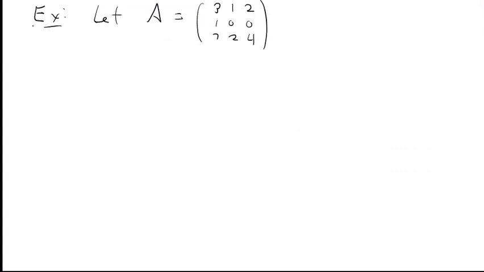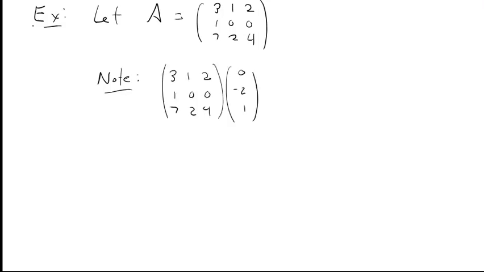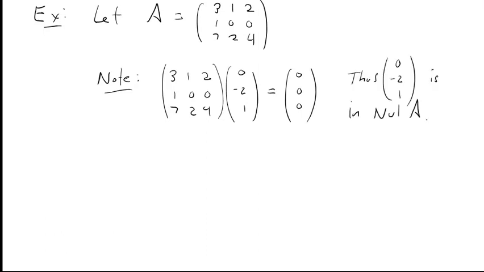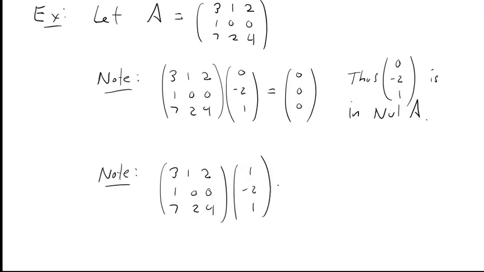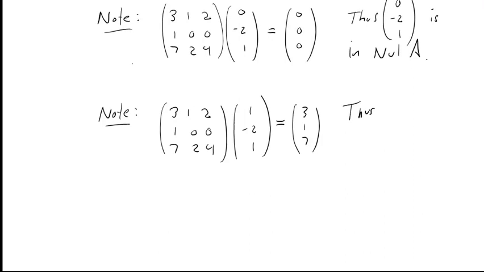So here's an example. Let A be this matrix, and note that A times this vector (0, -2, 1) is simply equal to (0, 0, 0), which is the zero vector, and therefore the vector (0, -2, 1) is in the null space of this matrix. On the other hand, if we multiply this matrix times a different vector, we do not get the zero vector, and therefore (1, -2, 1) is not in the null space of the matrix.